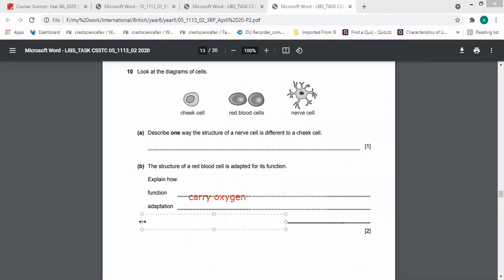Yes. So, no nucleus, biconcave shape, have hemoglobin, have large surface area.